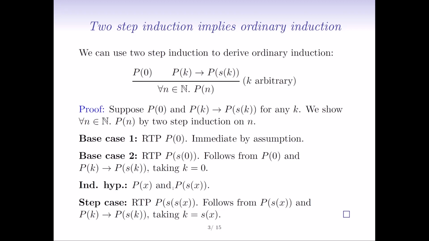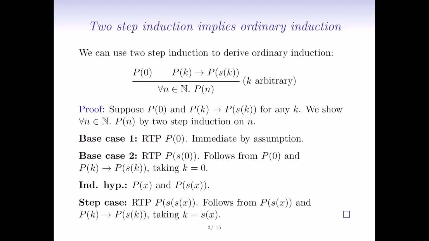But we already have P of s of x by the induction hypothesis. We have P of s of x by induction hypothesis, and P of s of x implies P of s of s of x by the assumption. And so again, by the so-called modus ponens, or A and A implies B, then we have B. So we have P of s of s of x.